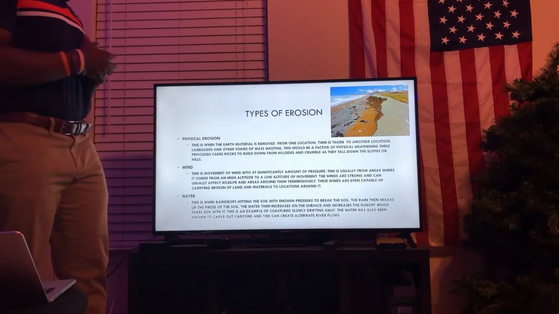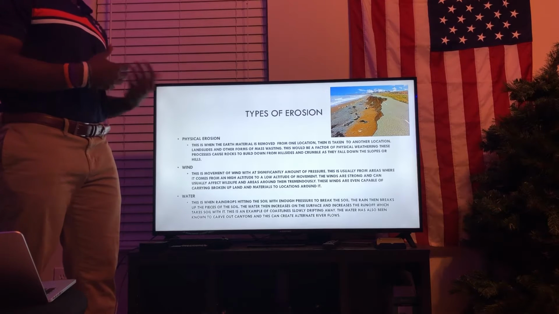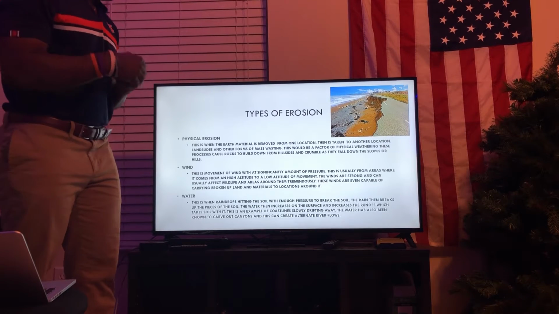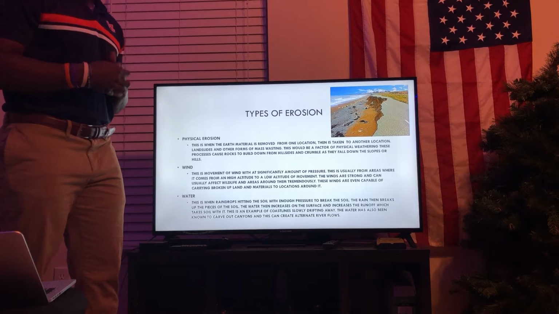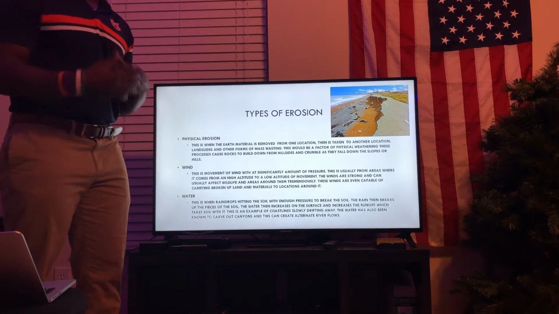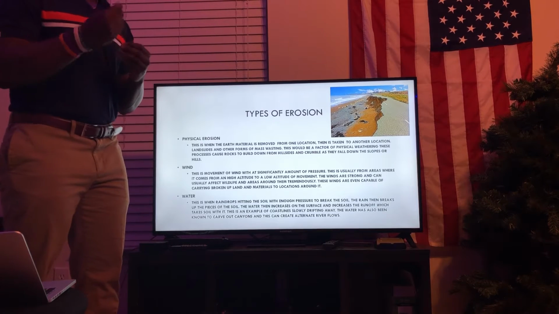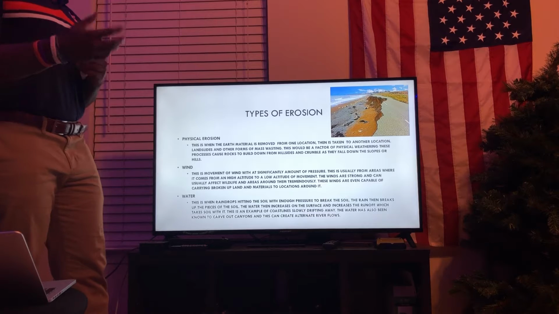Types of erosion: there's physical erosion. This is when earth material is removed from one location to another, such as landslides and other forms. This would be a factor of weathering, the process of rocks getting broken down into little particles and easily falling off cliff sides and hillsides and coming down on our homes and our soils, and just little sediments that shouldn't be there.